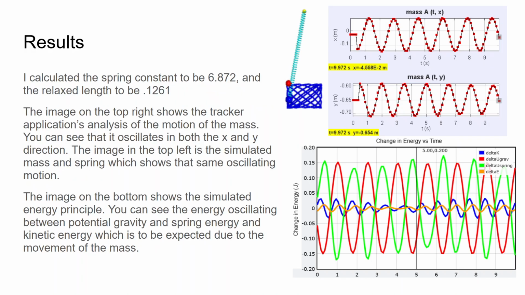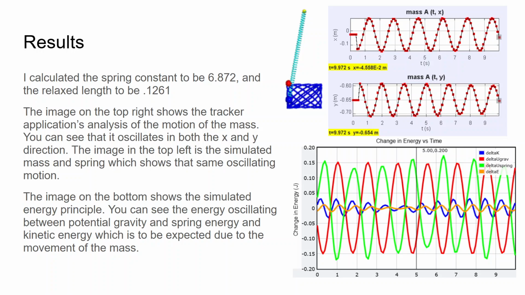Here are the results. I calculated the spring constant to be 6.872 and the relaxed length to be 0.126. The image on the top right shows the Tracker application's analysis of the motion of the mass. You can see that it oscillates in both the x and y direction. The image on the top left is the simulated mass and spring, which shows the same oscillating motion.